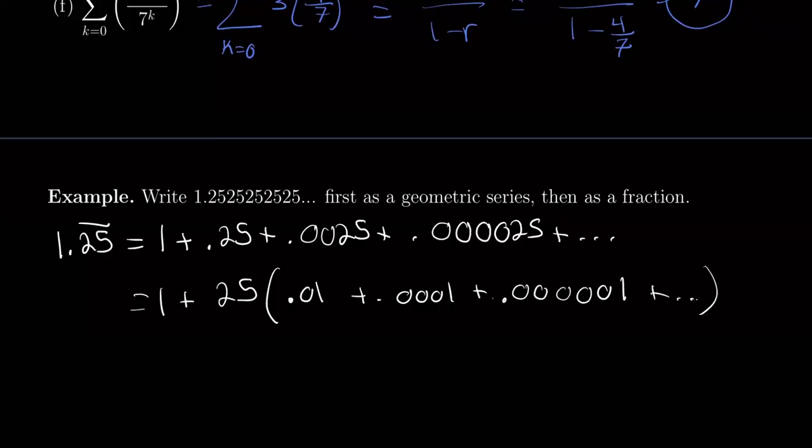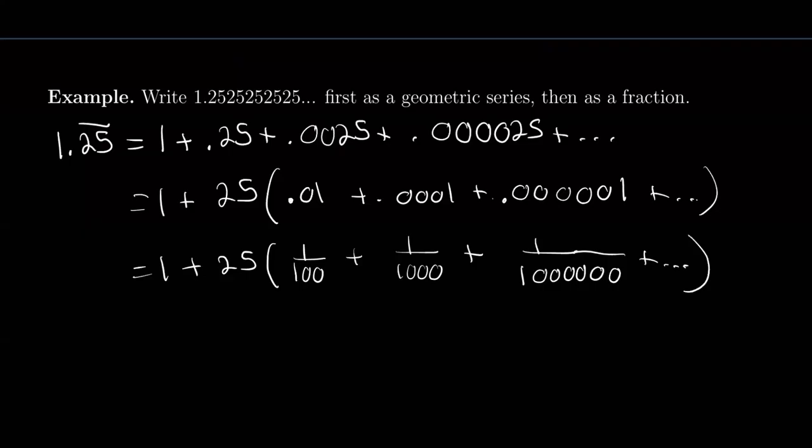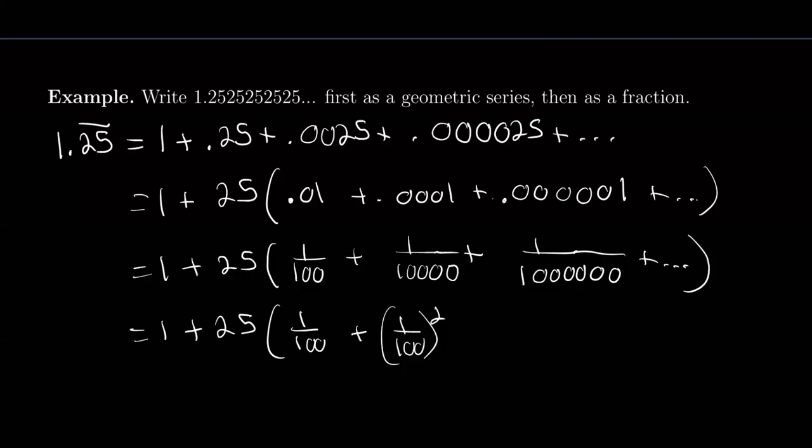Plus, etc., which for me, fractions are much more visual. So I'm going to rewrite that as the 1 over 100 plus 1 over 1 with 4 zeros plus 1 with 6 zeros. I was just trying to count the decimals there. Okay, and then this is going to become 1 plus 25 times 1 over 100 plus 1 over 100 squared. I'm sorry, that really was supposed to have 4 zeros. There we go. I just miscounted the decimals. Plus 1 over 100 cubed, and so on.